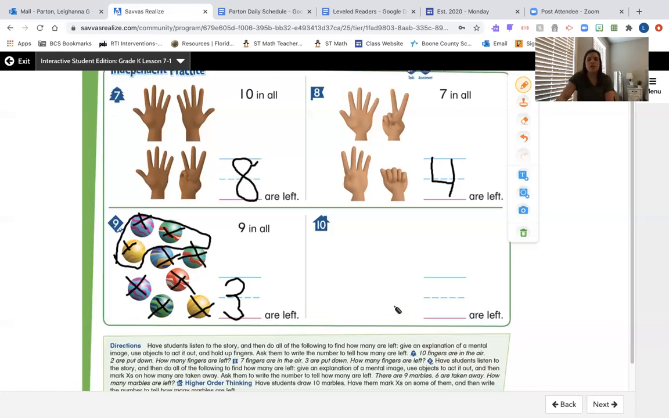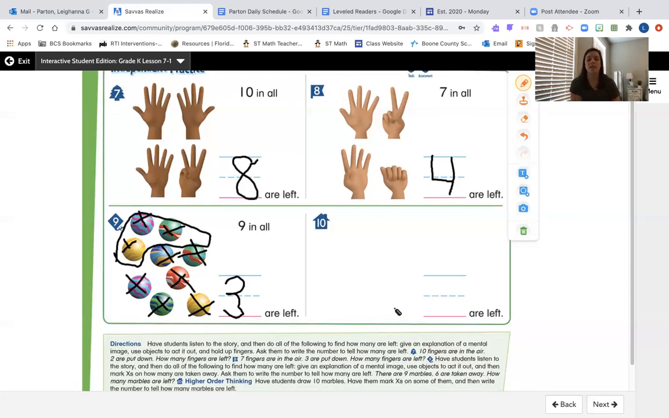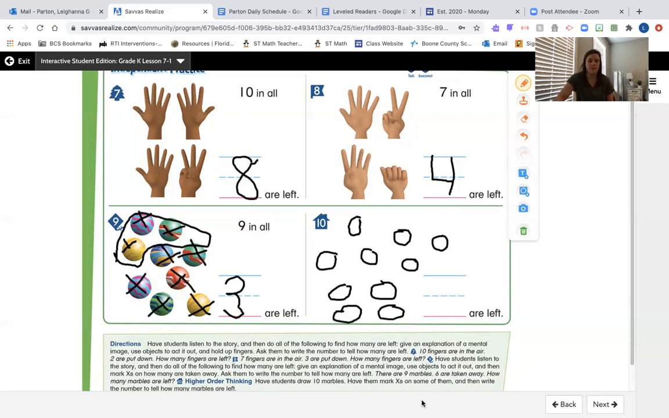All right, now here's our last problem that we're going to practice together. This is our challenger. Number 10 tells us that we're going to draw 10 marbles. So what shape should we use if we draw 10 marbles? A circle, probably. So let's go ahead and draw 10. 1, 2, 3, 4, 5, 6, 7, 8, 9, 10.